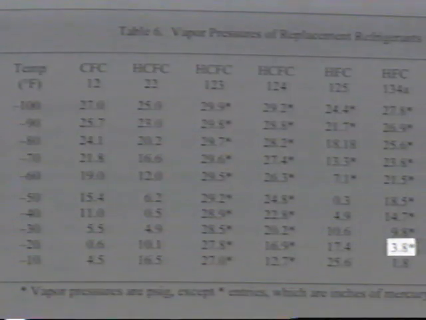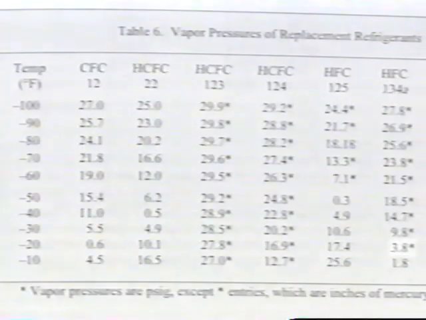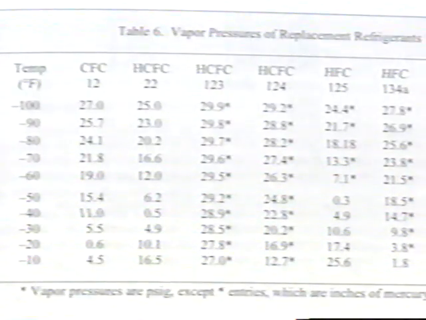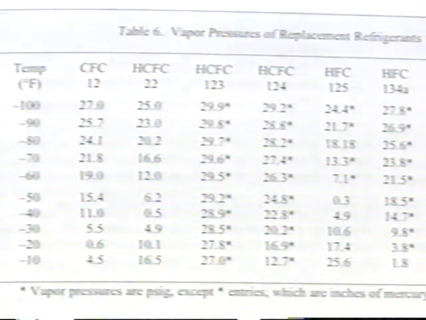On temperature pressure charts, the vacuum pressures are typically in inches of mercury vacuum and are always distinguished from the positive pressures, which are typically in pounds per square inch gauge, that is PSIG.